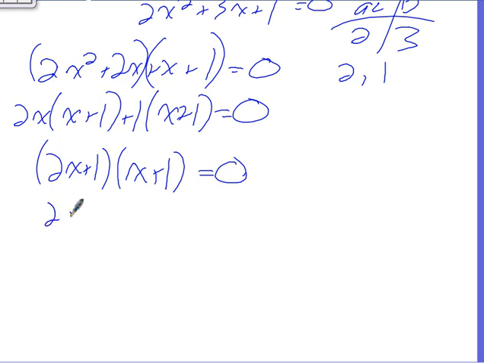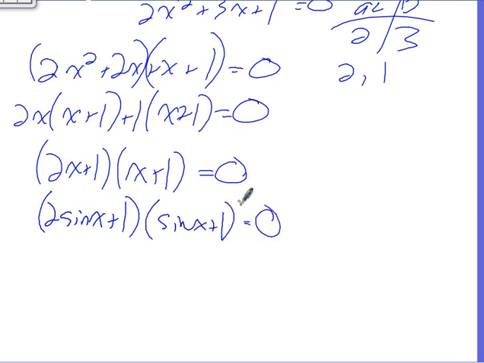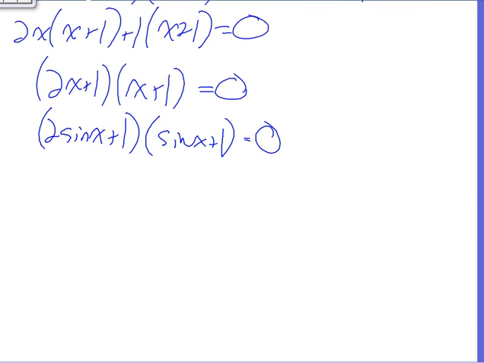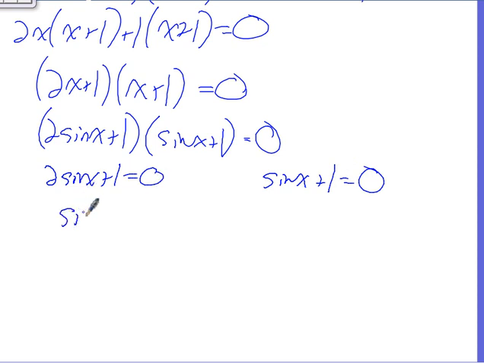So I have 2 sine x plus 1 and sine x plus 1 equals 0. And again, I'm going to set each of these separately equal to 0. So 2 sine x plus 1 equals 0, and sine x plus 1 equals 0. So I'm going to subtract 1, divide by 2, and I'd get sine x equals negative 1/2. And here I'm going to subtract 1, so I'd get sine x equals negative 1.